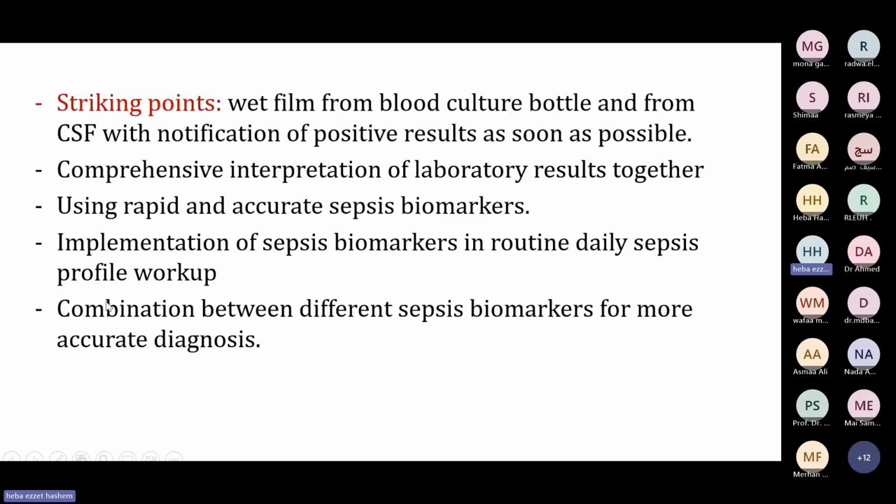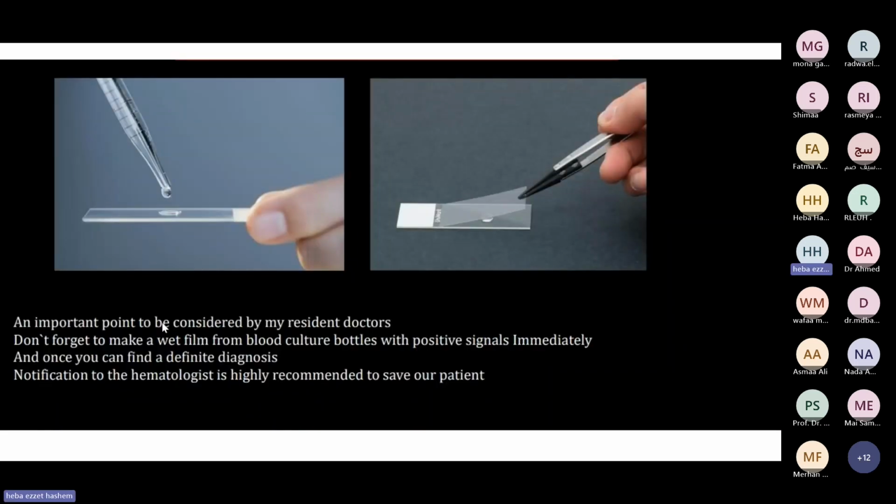The final point I am concerned about here is the combination of different sepsis biomarkers. I mean using a combination of conventional laboratory parameters like CBC and CRP with new sepsis parameters like CD64, procalcitonin, and presepsin for more accurate diagnosis. I brought this slide to demonstrate that wet film from the blood culture bottles, once we receive the bottle, is very important for the diagnosis.